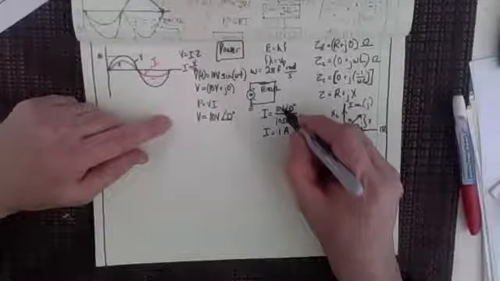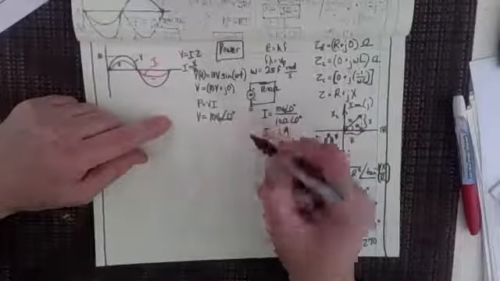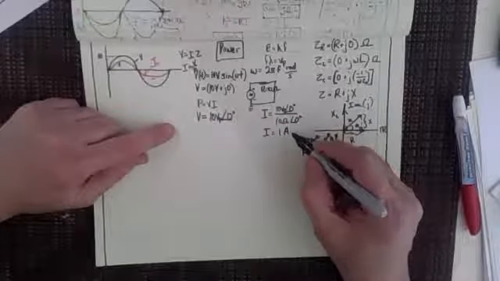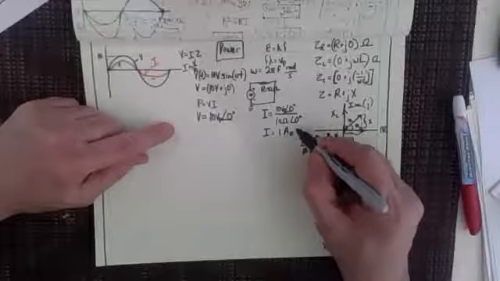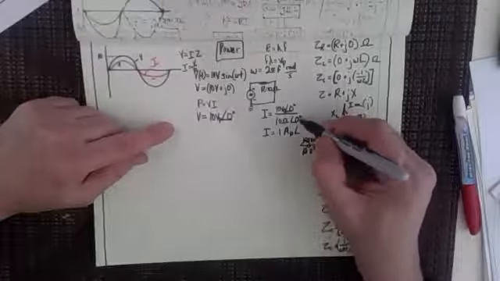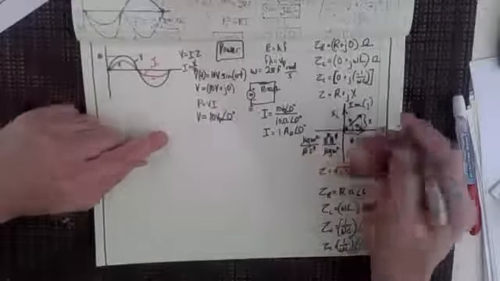And now that was peak voltage, wasn't it? Right? That was peak voltage, and of course that's how we write it usually. And so now I've got 1 amp peak, and what is the angle? Well, 0 degrees minus 0 degrees gives us 0 degrees. So I've got 1 amp at 0 degrees.